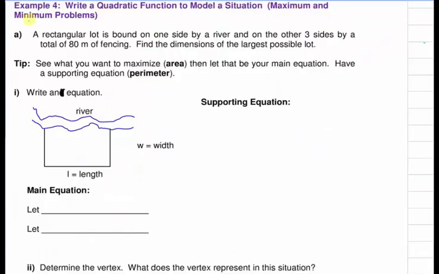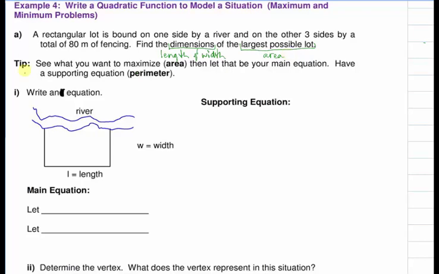In this next problem, we're going to be taking a look at maximum and minimum problems, in this particular case of a quadratic function. Our first question is a rectangular lot that is bound on one side by a river and on the other 3 sides by a total of 80 meters of fencing. You are asked to find the dimensions of the largest possible lot. So when we consider the word dimensions, we consider the length and the width. When we consider the largest possible lot, we are considering the area.